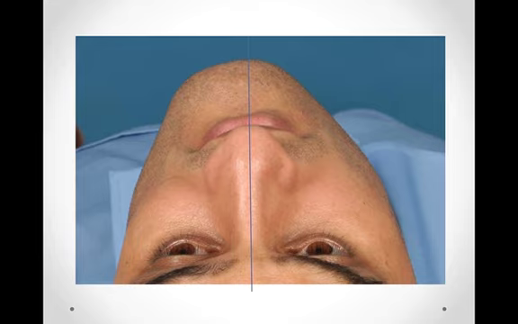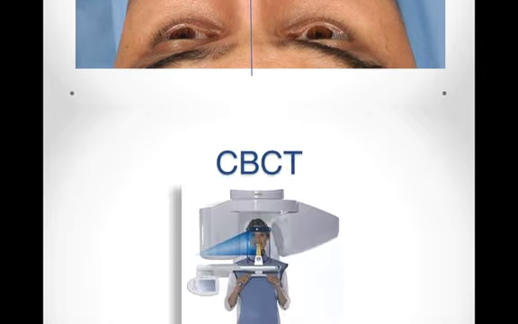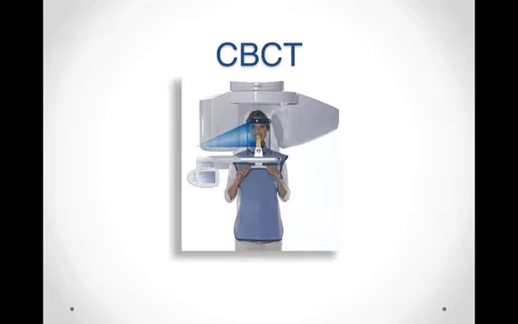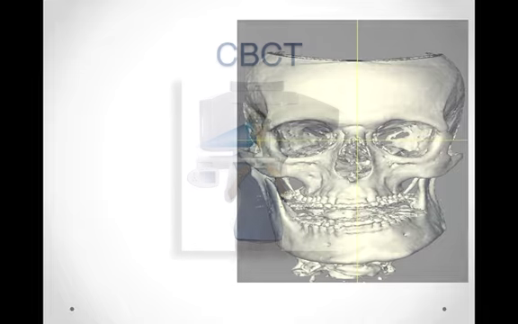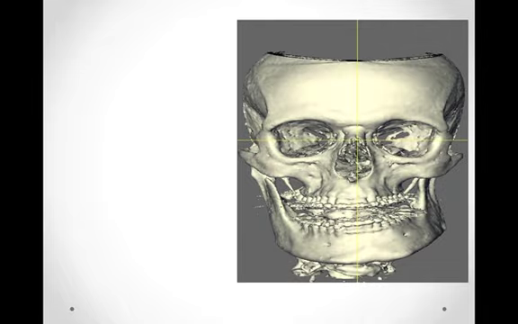Now, correcting an asymmetry is something that you need to plan with 3D because you need to guarantee exact movement of the chin to give you the profile of the patient improved. So what we do in a 3D planning, you take a CBCT of the whole face. So that's giving you a 3D representation of the skull of the patient. So this is the mandible, this is the maxilla, and you can see that the mandible is shifted to one side.